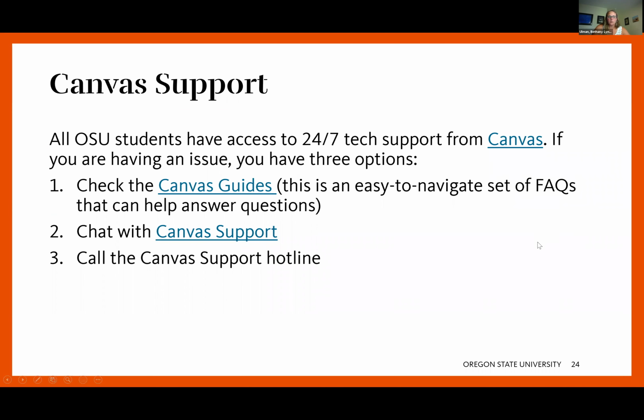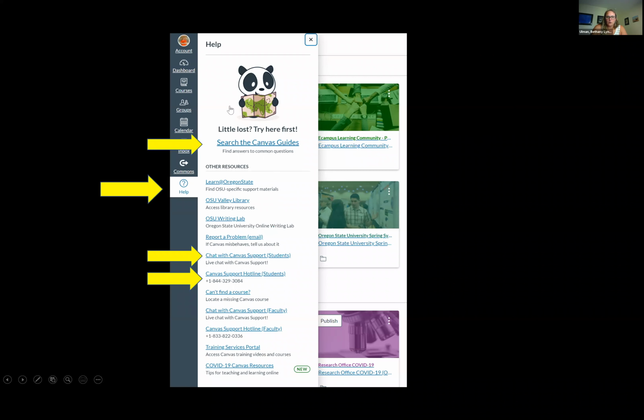The last piece that I really want to talk about is Canvas support. And I'm going to move through this pretty quickly just because it's always going to be there. So Canvas has 3 different types of support, as you see here. The Canvas guides, which allow you to just peruse questions, common FAQs that you might have. It's usually the best place to start. If you're like, I don't know how to do this thing, or if something's acting funky, that's a good place to start. There's also Canvas support where you can chat with someone, and then you can also call the Canvas support hotline. You'd access all of this from your Canvas page.